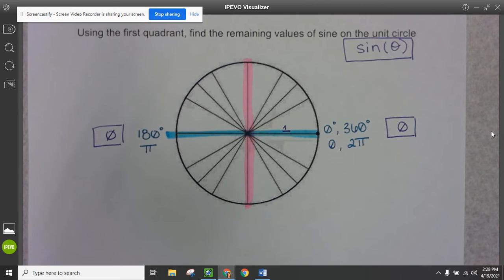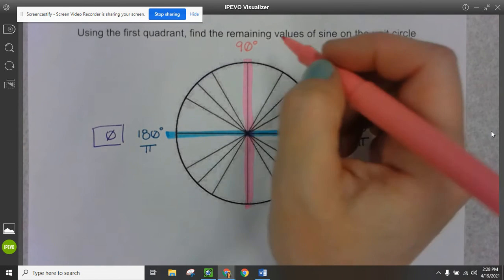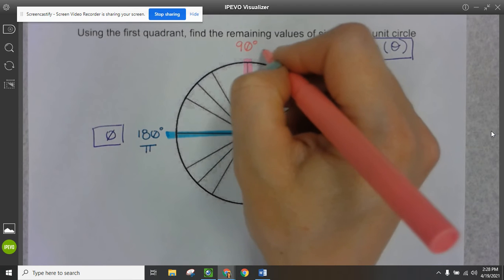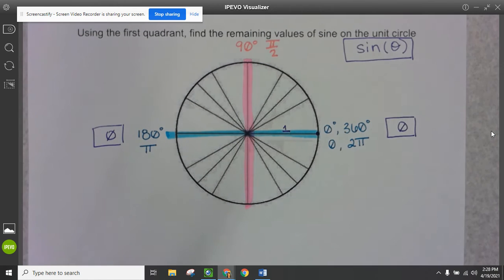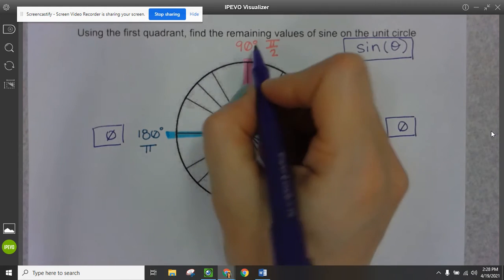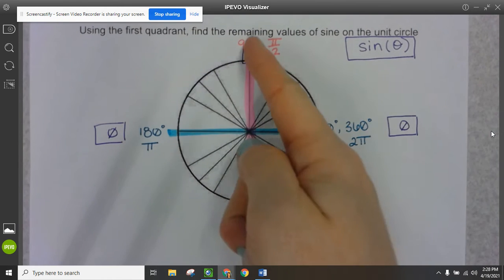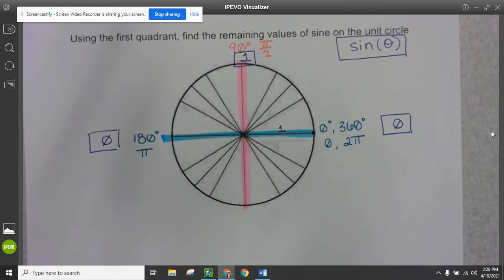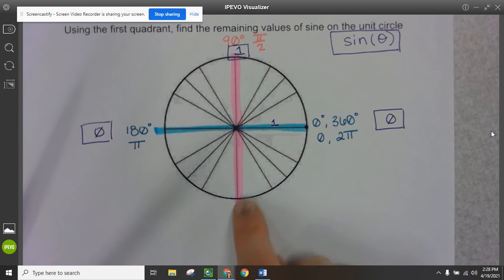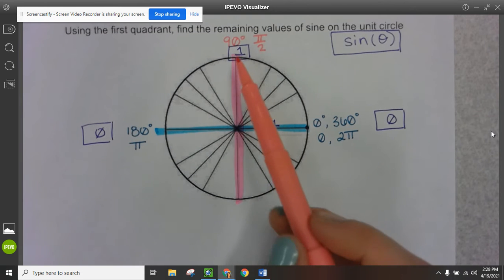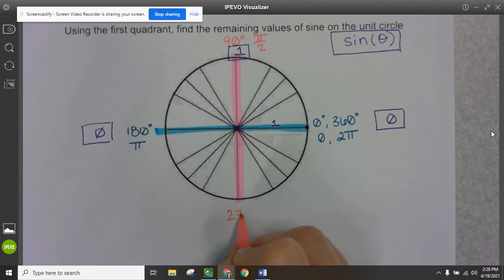Now if I go up to the top, this is 90 degrees. Radian-wise, that was pi over 2. And my sine value here is positive 1. We did that before. Now you'll notice that this pink line runs vertically. It's connecting 90 and this opposite angle down here that's related to 90, which is halfway between 180 and 360. So this is 270 degrees.